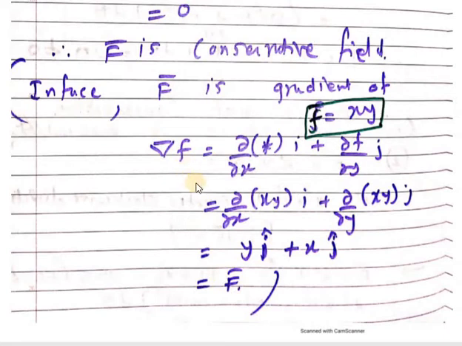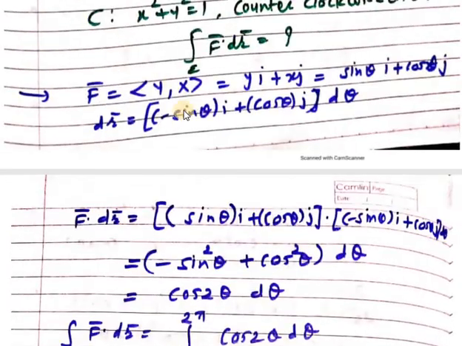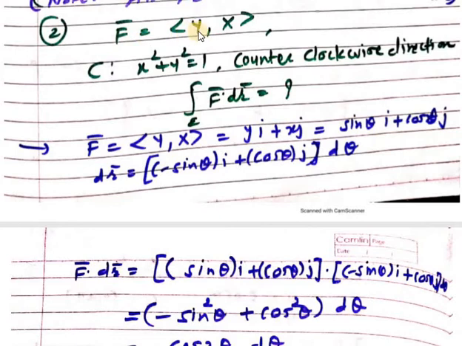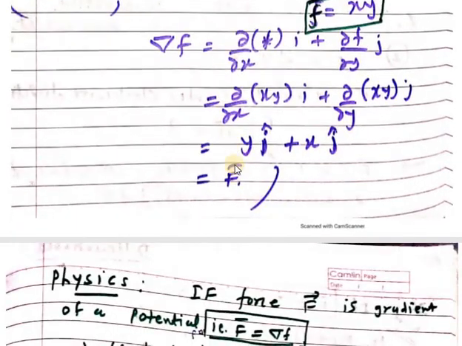Again I repeat, if F is a conservative field, that means we can determine a scalar potential function f so that F itself is the gradient of f, where f is equal to xy. When we determine the gradient of this function, we get yi plus xi. This is exactly what we assumed in the previous question, that F bar is equal to (y, x). This can be written as yi plus xi. So that is the same.